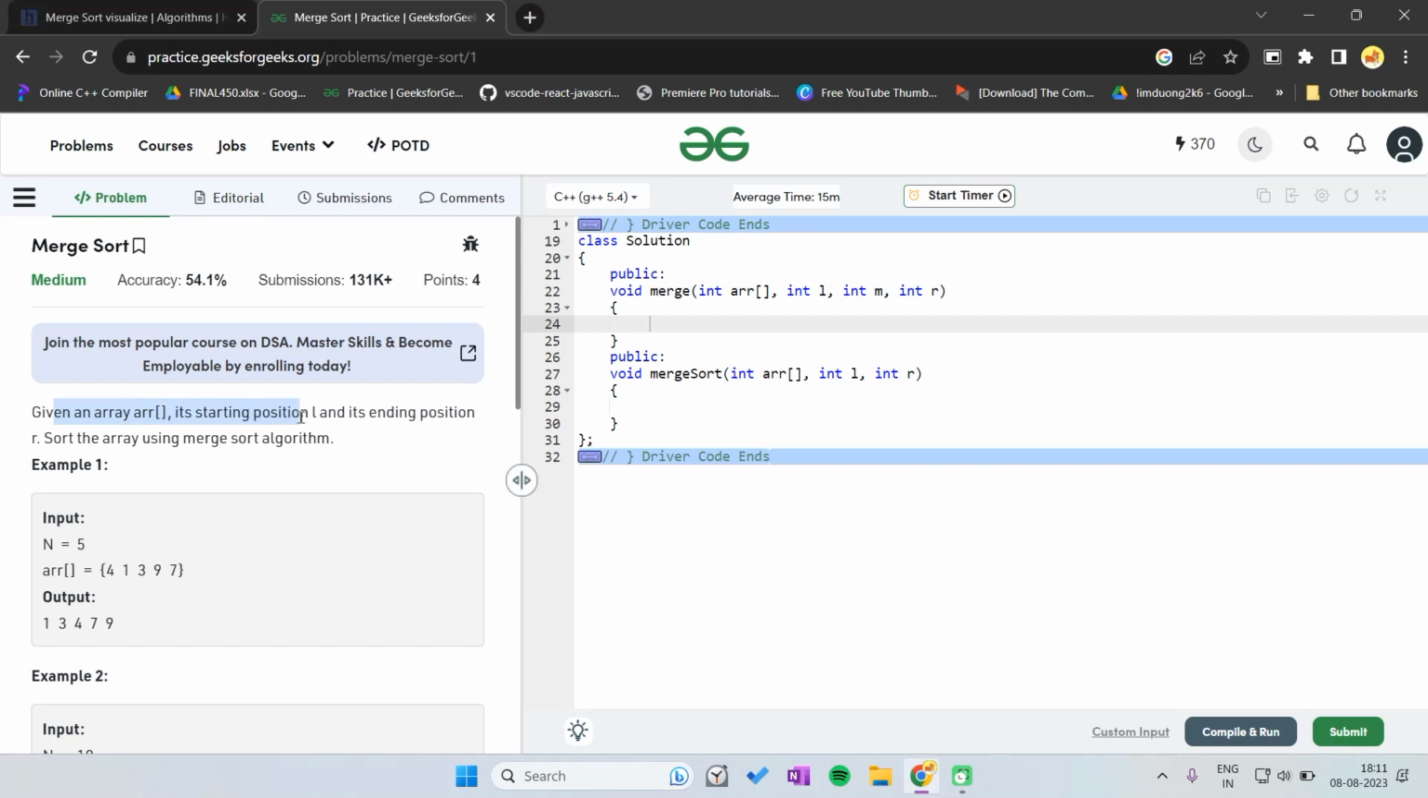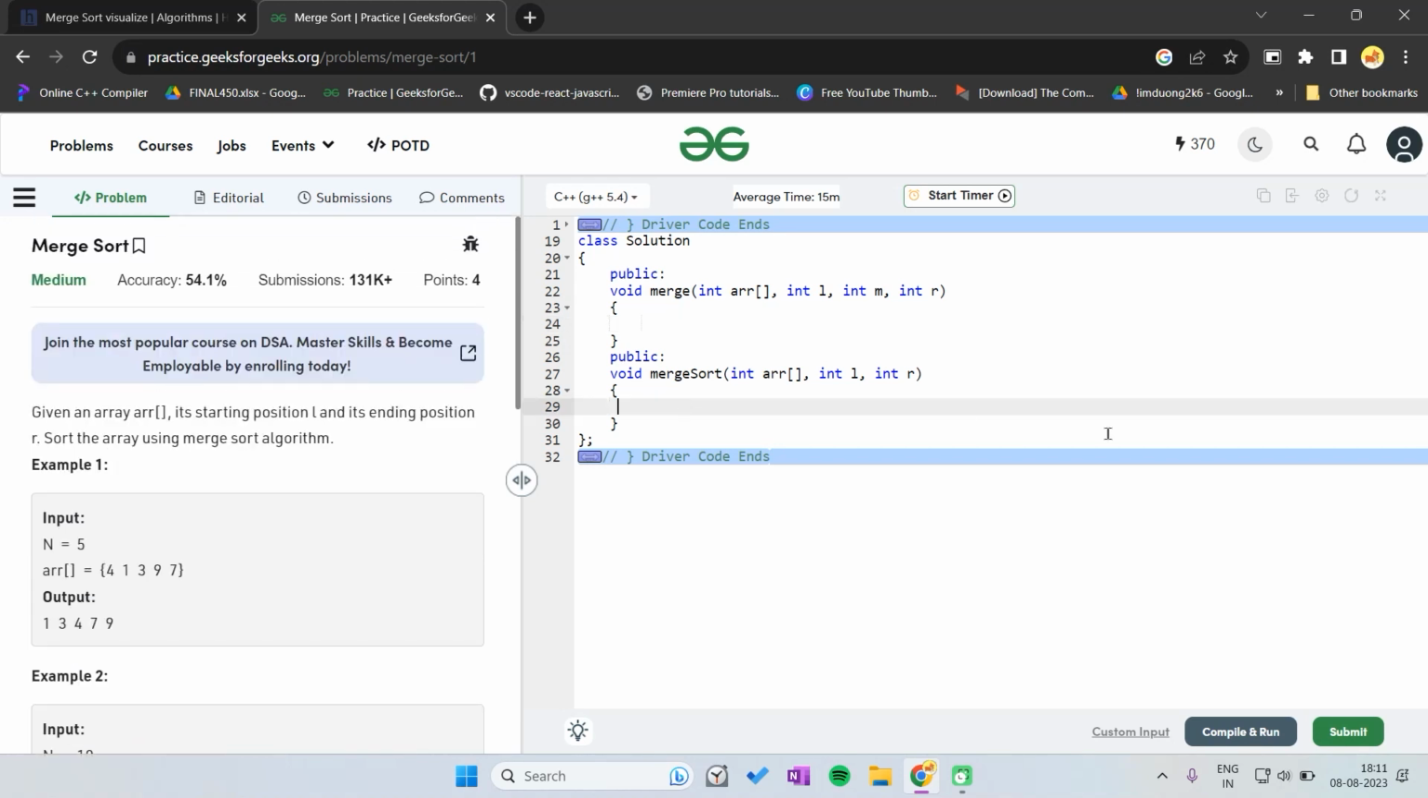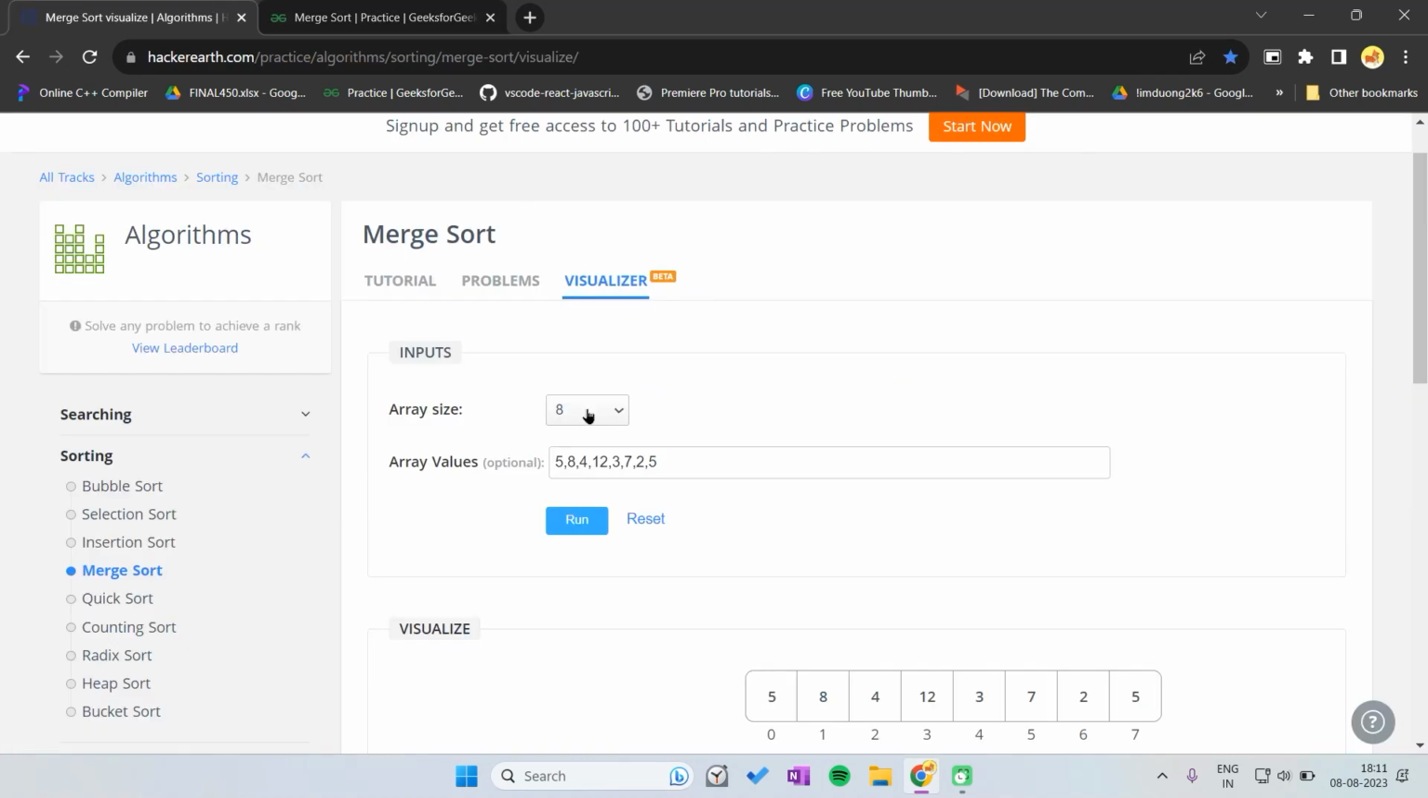So we are given an array and its starting position and ending position. The starting position is the 0th, and the ending position is 4, the last position, and we have to sort the array using the merge sort algorithm. So you can start with this example.